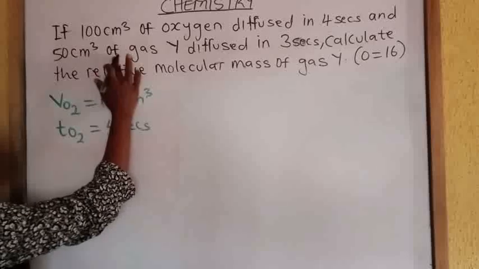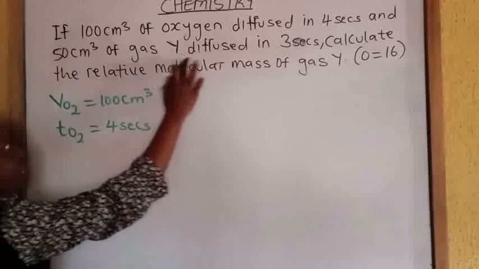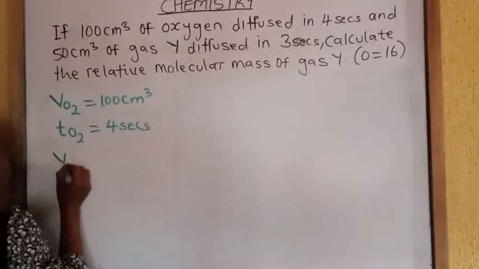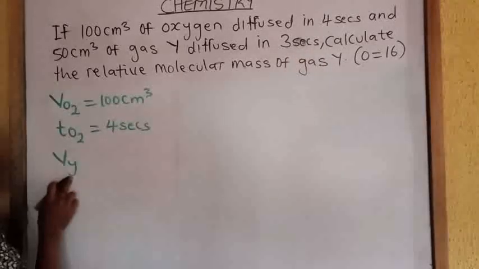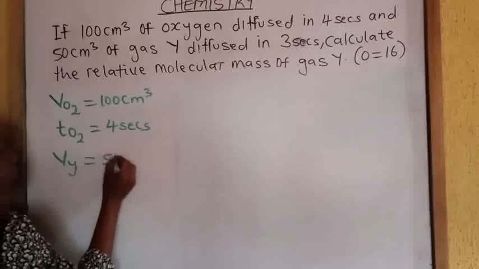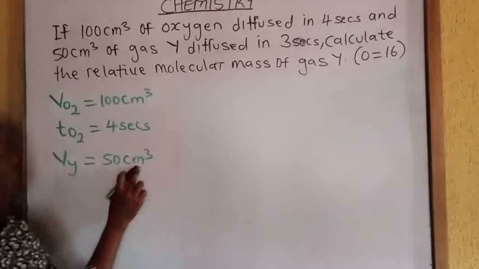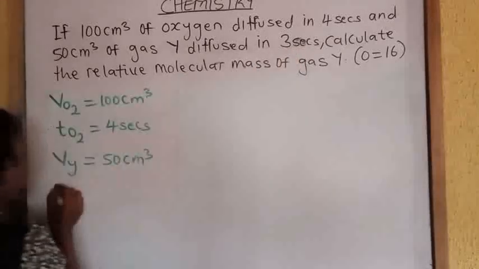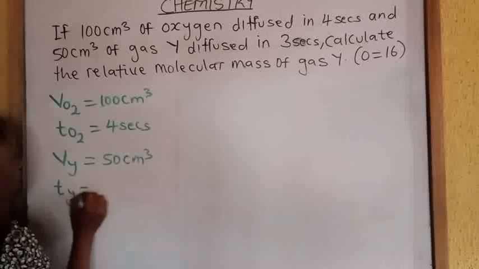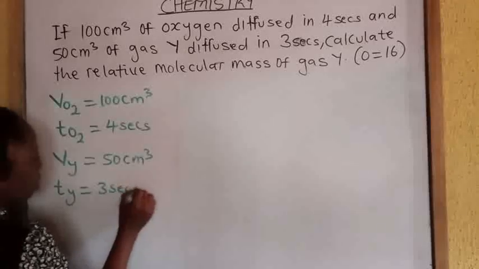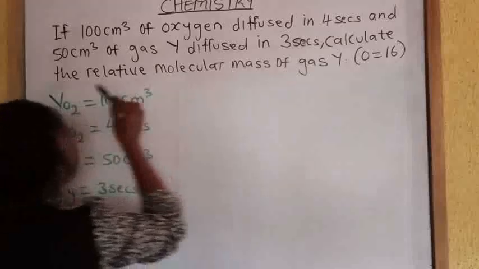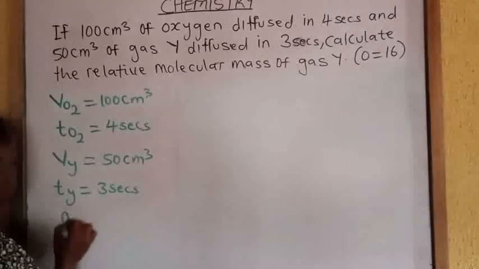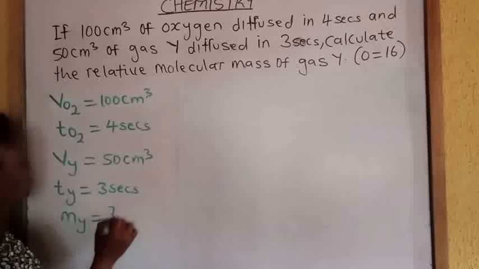50 cm³ of gas Y, that is another gas, diffuse in 3 seconds. So the volume of the other gas, which is Y, equals 50 cm³. The time taken for gas Y to diffuse is 3 seconds, so let's call it Ty equals 3 seconds. Now calculate the relative molecular mass of gas Y. So we are looking for the mass of gas Y, which is unknown.